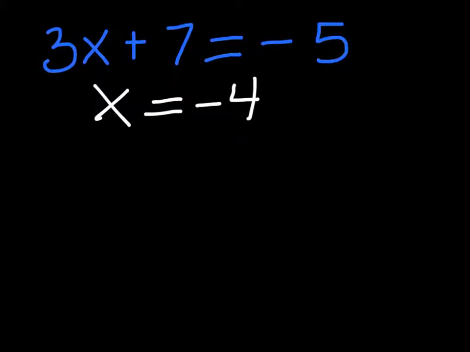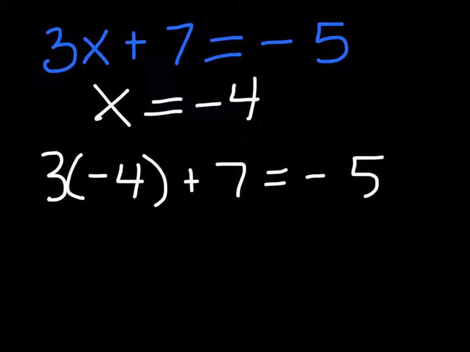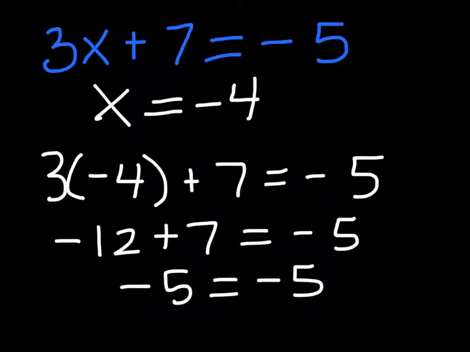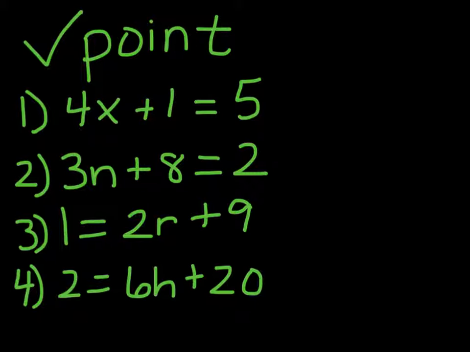We can check our answer by substituting this value of x into our original equation. So we get -12 plus 7 equals -5, which indeed is true. -5 equals -5. Pretty straightforward, right? Try 4 of these on your own. Each of these problems will require you to subtract and then divide to isolate the variable and find its value. Press pause and I'll be back with addition and multiplication problems when you return.